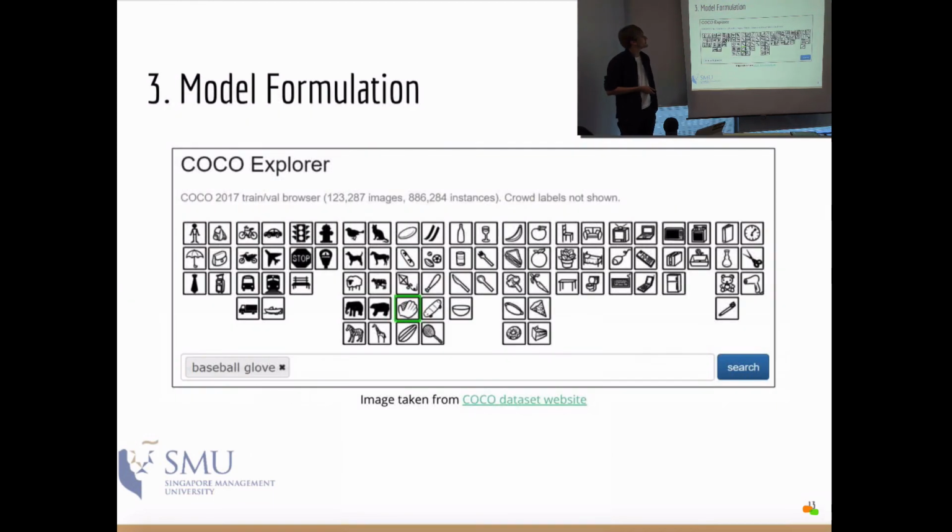So, model formulation. That's the same question, right?